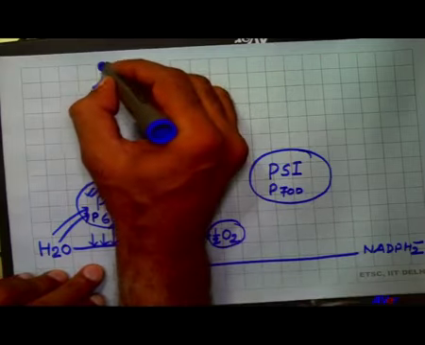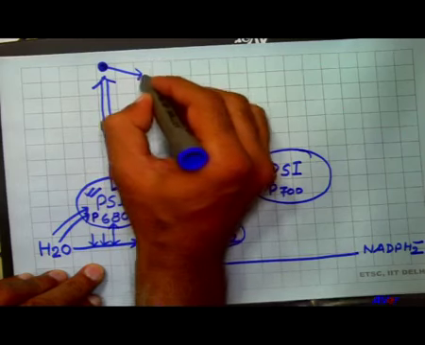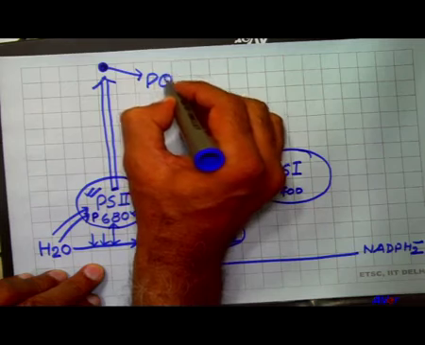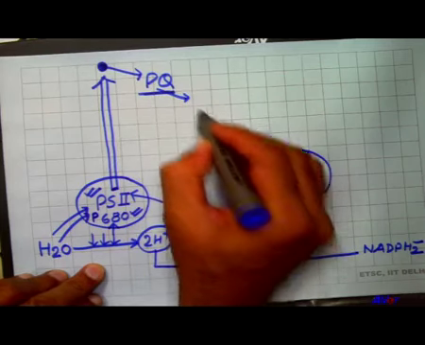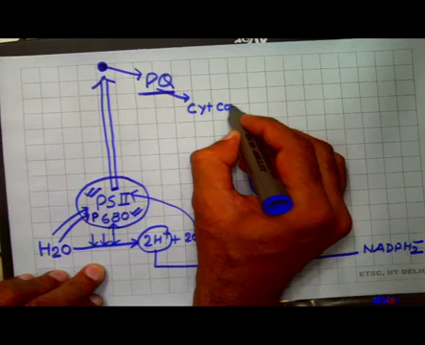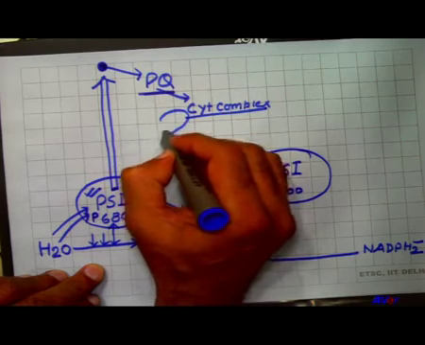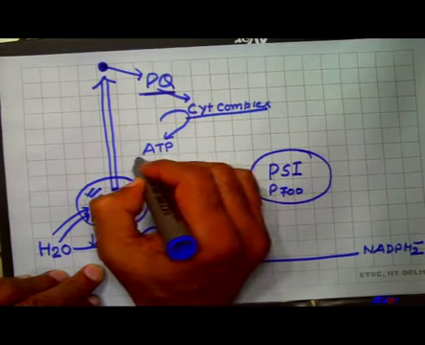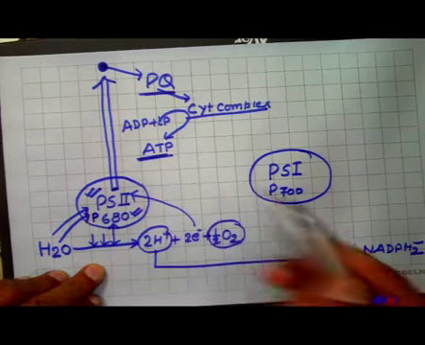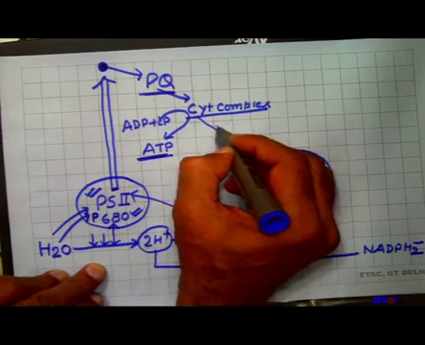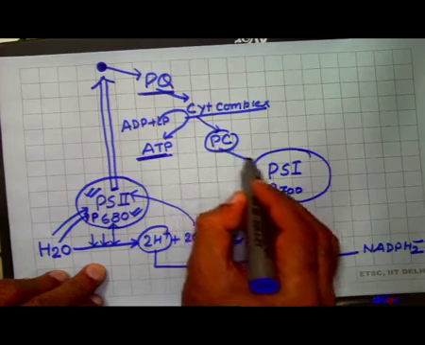Now, in the other cycle, that is called non-cyclic phosphorylation, from the primary acceptor this electron is transferred to the plastoquinone, that is PQ, and from the plastoquinone the electron goes to the cytochrome complex. From the cytochrome complex, which releases ATP, as we have already discussed in cyclic, ADP plus inorganic phosphate is converted into ATP. From the cytochrome complex, the electron goes to plastocyanin, and from the plastocyanin it goes to pigment system 1.